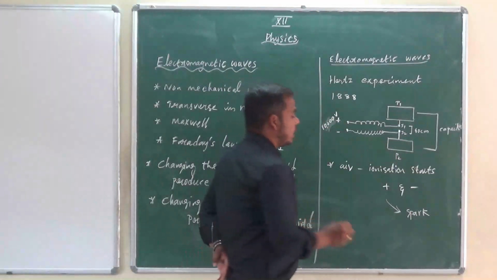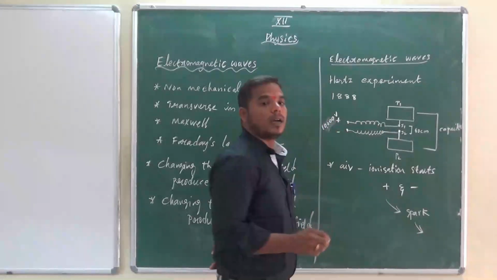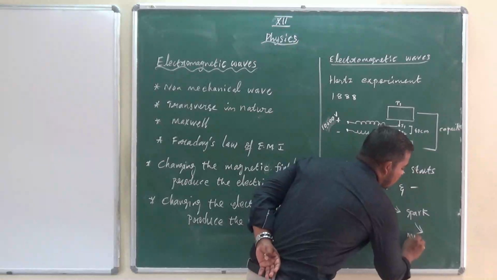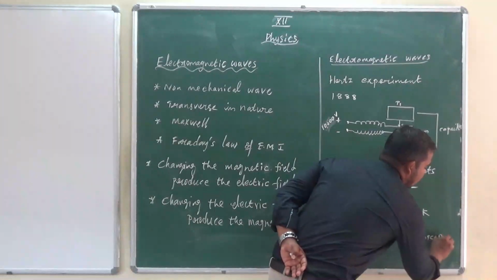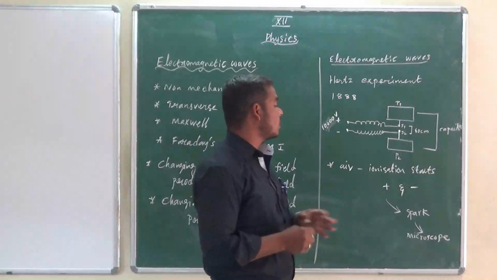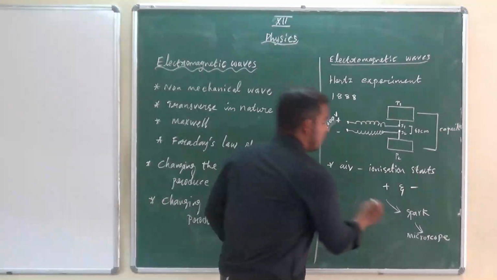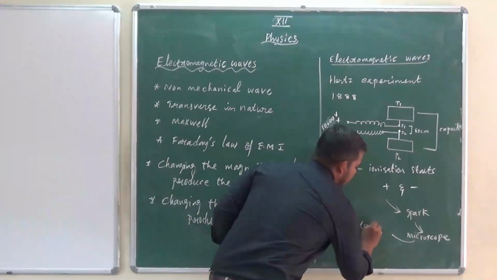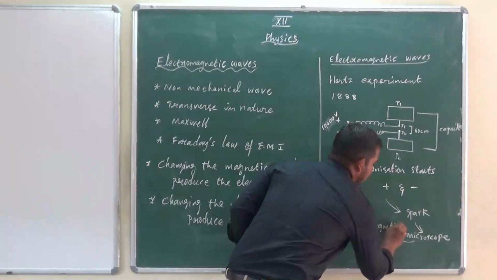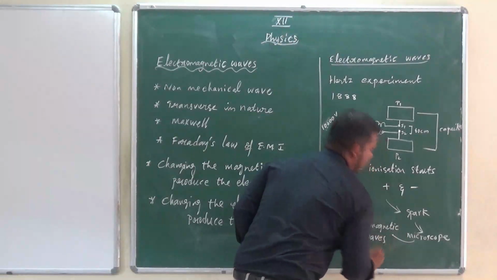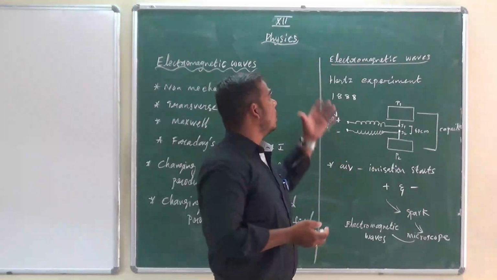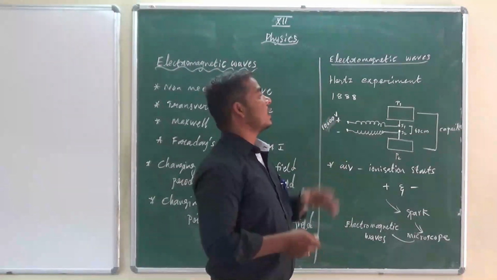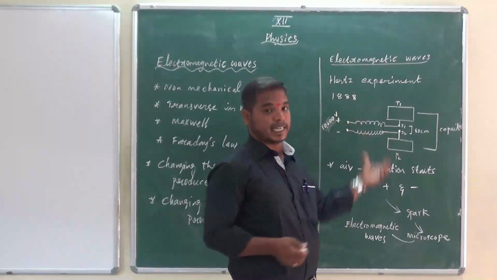To observe the spark we need a special instrument, maybe a microscope. What happens? We get this spark. The spark is called an electromagnetic wave. This is the way Maxwell proved electromagnetic waves experimentally using the Hertz experiment.